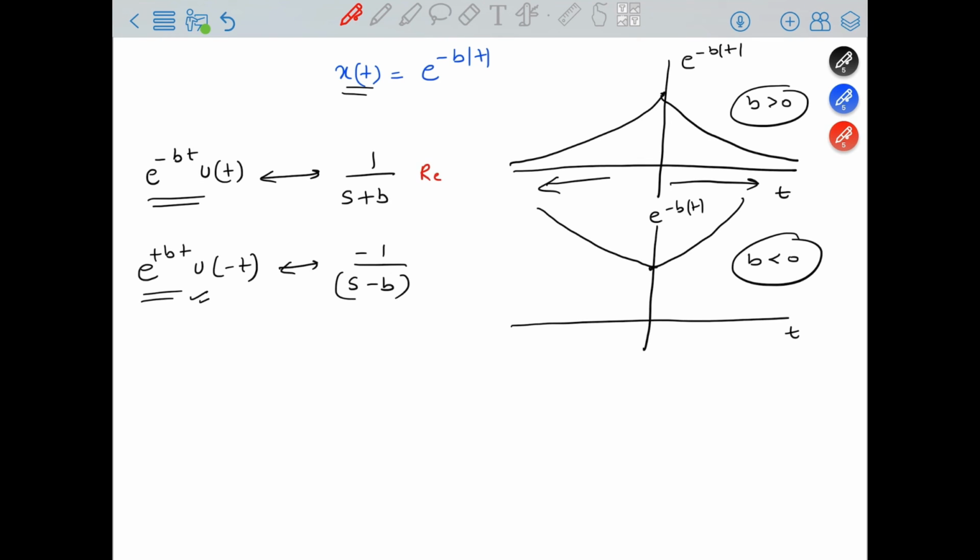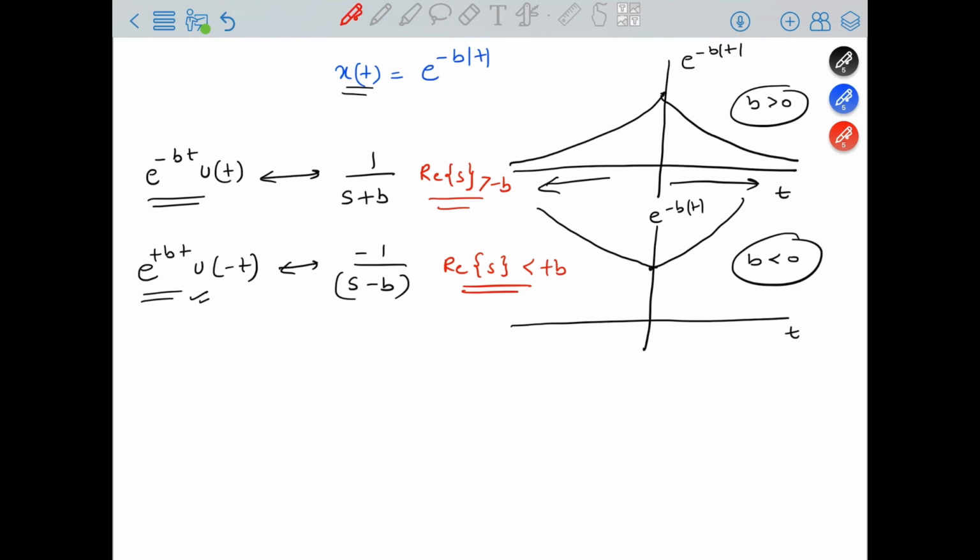For this, the real part of s should be greater than minus b, and for this, the real part of s should be less than plus b. So this form you can directly use from your Laplace transform formula, and from here you can say that for the right hand side signal, the real part of s is greater than minus b, and for the left side signal we have the real part of s less than plus b.